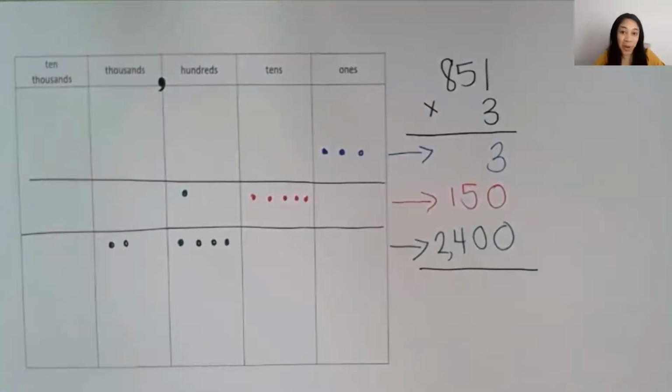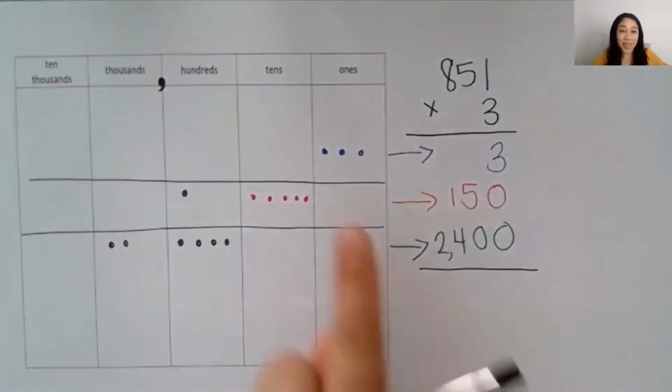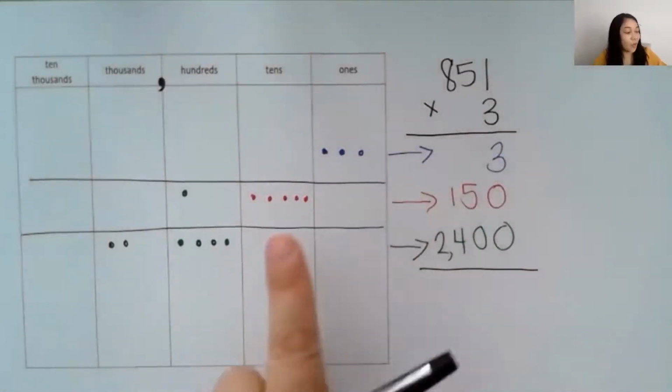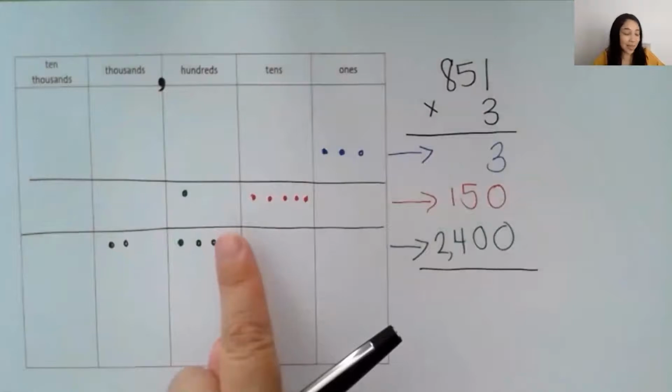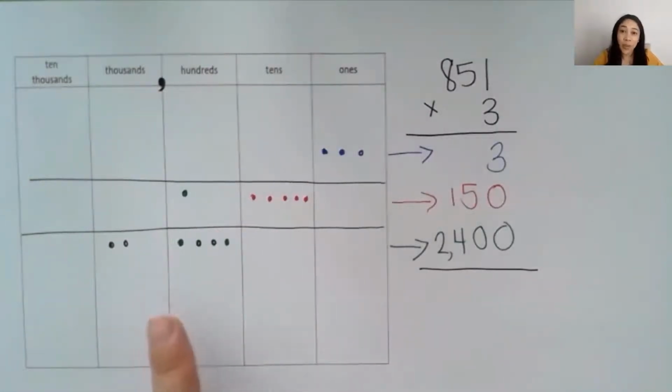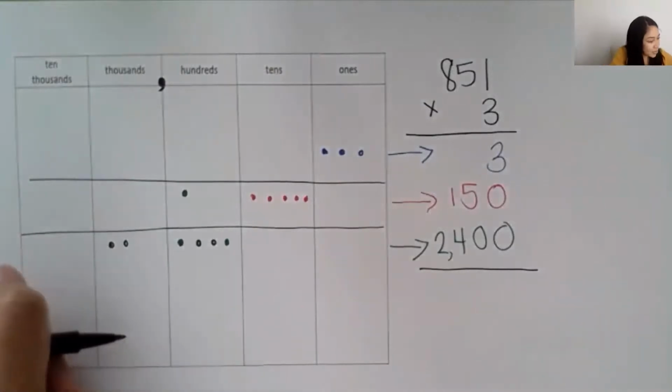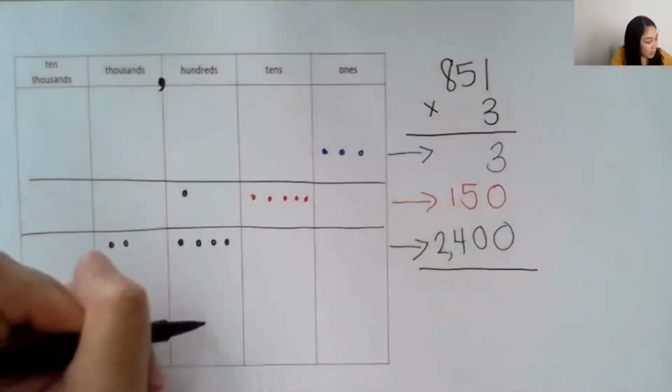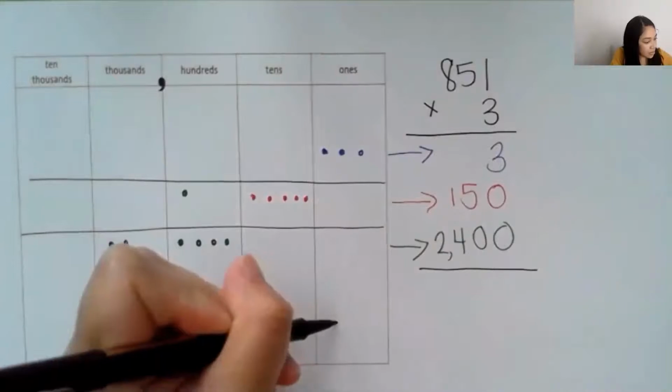Can you see the three partial products? Yes. Just looking at the place value chart now, what are the products from least to greatest in unit form? 3 ones, 150 tens, and 2,000s, 400s. What is the total product recorded in our place value chart? 2,553.